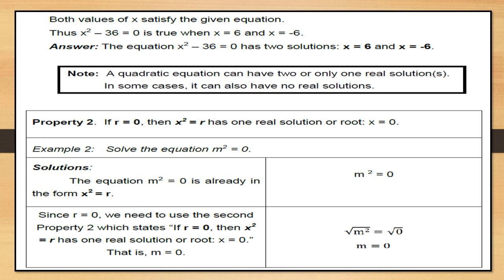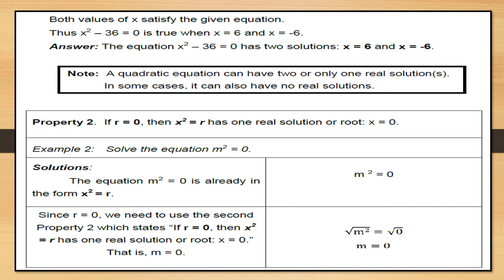Property number 2: if r equals 0, then x squared equals r has one real solution or root, x equals 0. Example: solve the equation m squared equals 0. Solution: the equation m squared equals 0 is already in the form x squared equals r. So m squared equals 0.